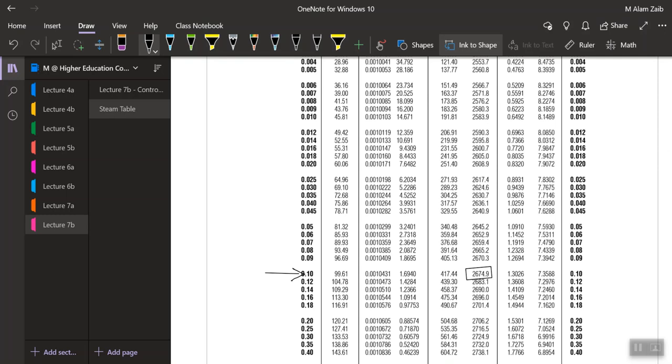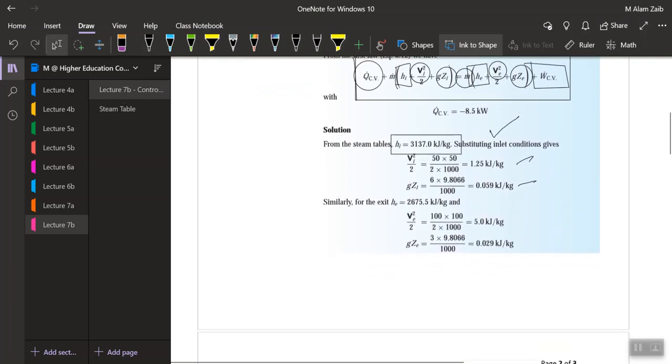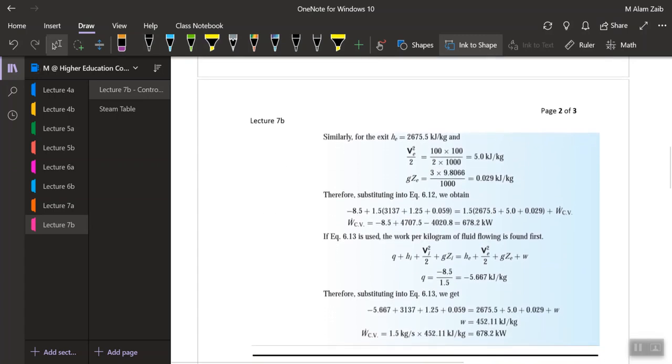So that is 2674.9. Now going back to the question, 2674.9 something, and somewhere in the book it would be somewhere here. So we have got the inlet condition, we have got the exit condition, we have got the inlet kinetic energy, potential energy, exit kinetic and potential energy. So you can just put the value, get the answer, and you would find the work done would be equal to 678.2 kilowatt. Use the per kilogram, and yes, obviously it is so. It is using a different formula, you can actually use it anyway.